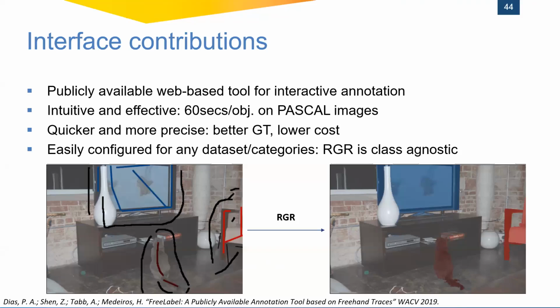As illustrated here in this image, you have these scribbles for the background, for the cat in dark red, for the chair in red, for the TV in blue, and from those simple inputs, you can grow into the massive segmentation illustrated.